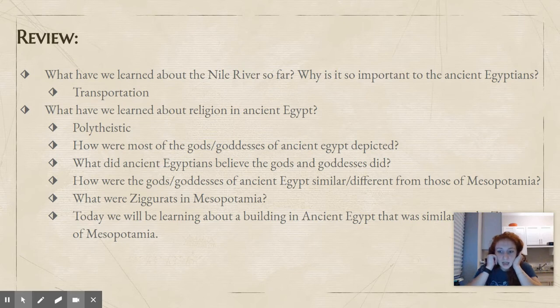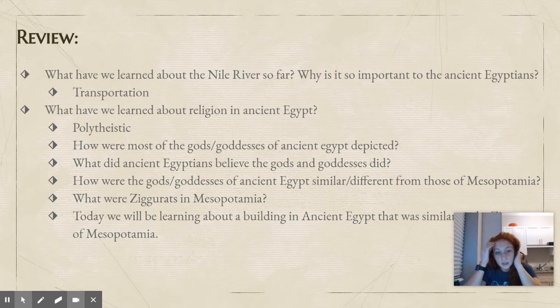Some of them looked like animals. Some of them looked like people, right? And some of them even looked kind of like a mixture of people and animals. So there were a few that had human bodies and then the head of an animal. So the one that had the human body and then the head of the crocodile. And then there was also one that had a human body and the head of a falcon, which is a kind of bird.